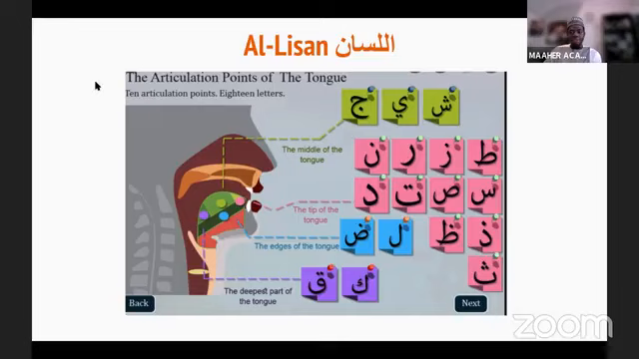The letters which are a lot more easy to pronounce.